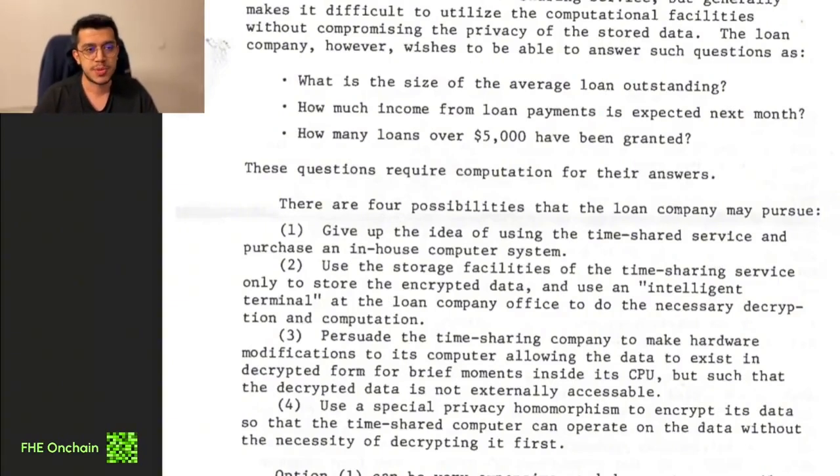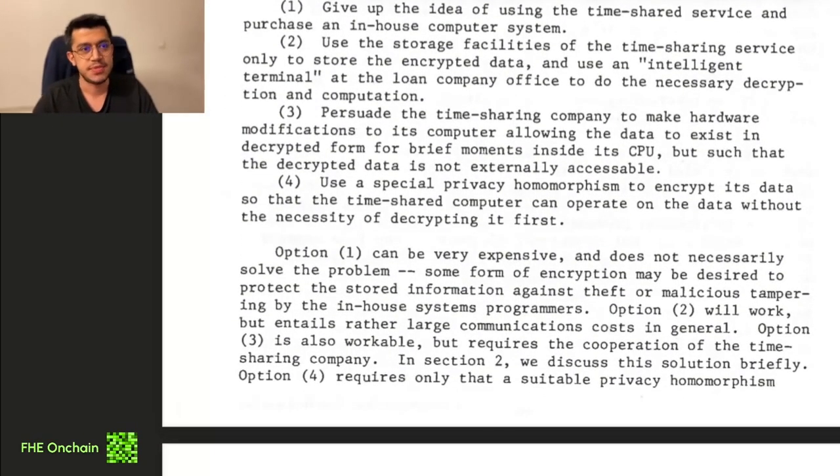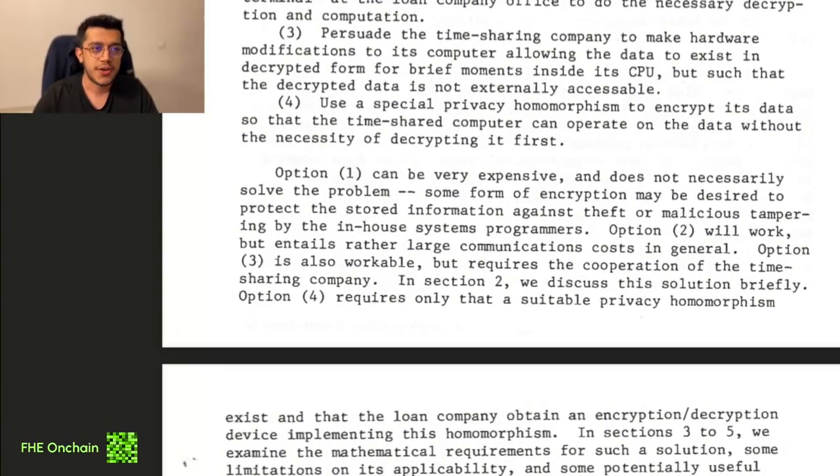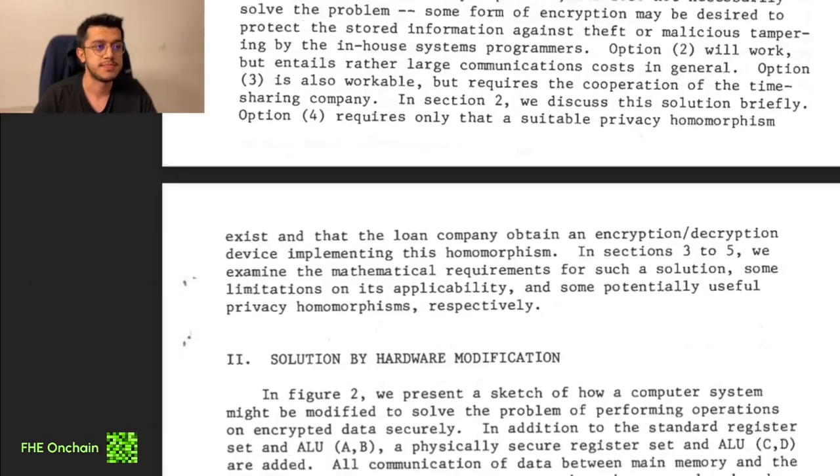Fourth, use a special privacy homomorphism to encrypt its data so that the time-shared computer can operate on the data without the necessity of decrypting it first. This is the coolest one. Option 1 can be very expensive, totally. Option 2 would work, but entails rather large communications costs in general, correct? Third one is also workable, but requires the cooperation of the time-sharing company. Four requires only that a suitable privacy homomorphism exist, and that the loan company obtain an encryption-decryption device implementing this homomorphism.